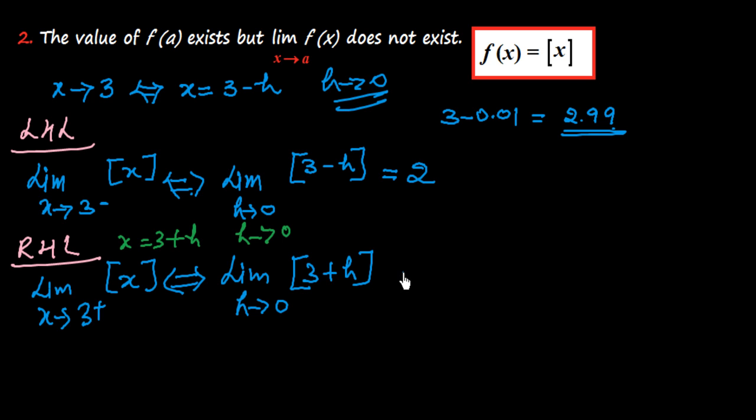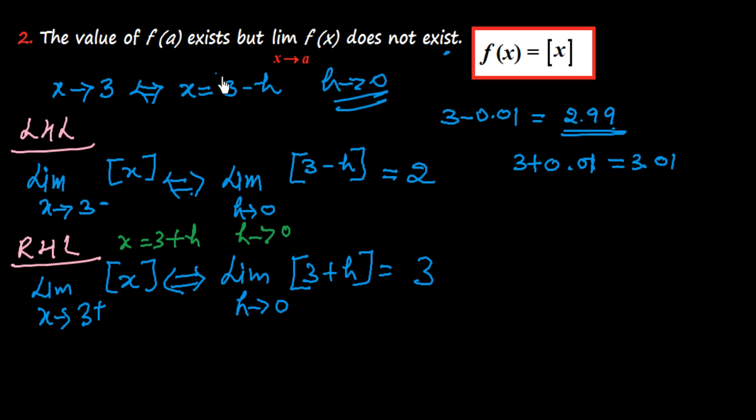3 plus h, we are adding a very fractional part with 3. If we add a little bit fractional part, 0.01, we get 3.01. So for 3.01, the greatest integer function gives 3. So here we are getting 3. So the left hand limit and the right hand limit both are different. Both are not the same here. 2 is not equal to 3. So limit does not exist here.